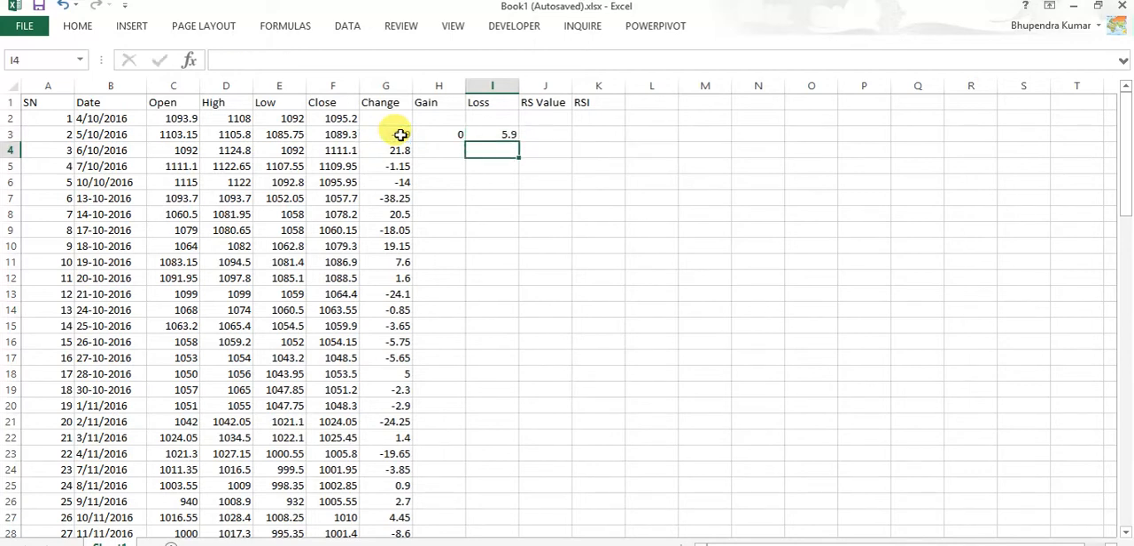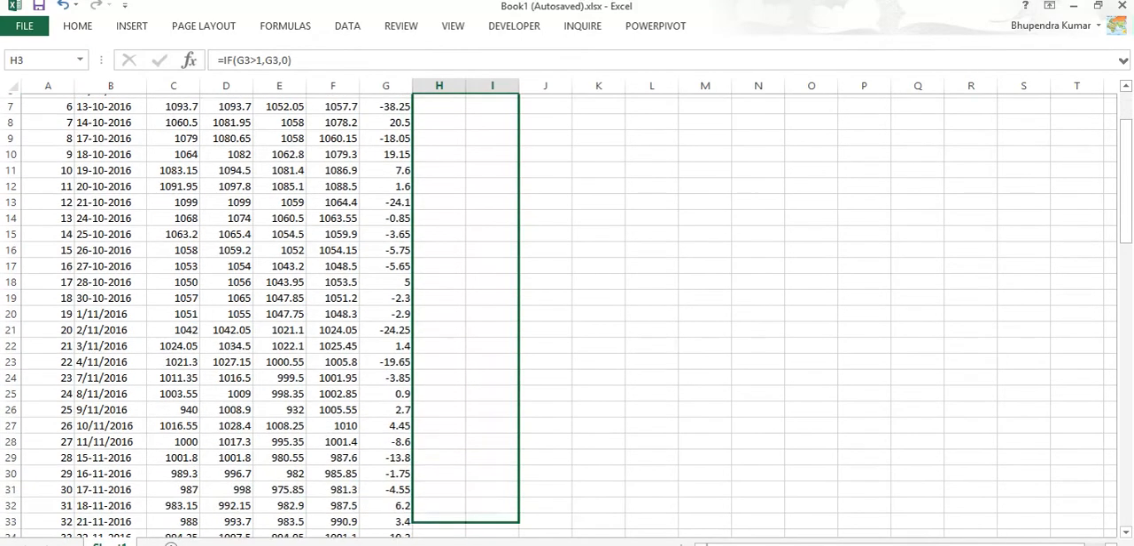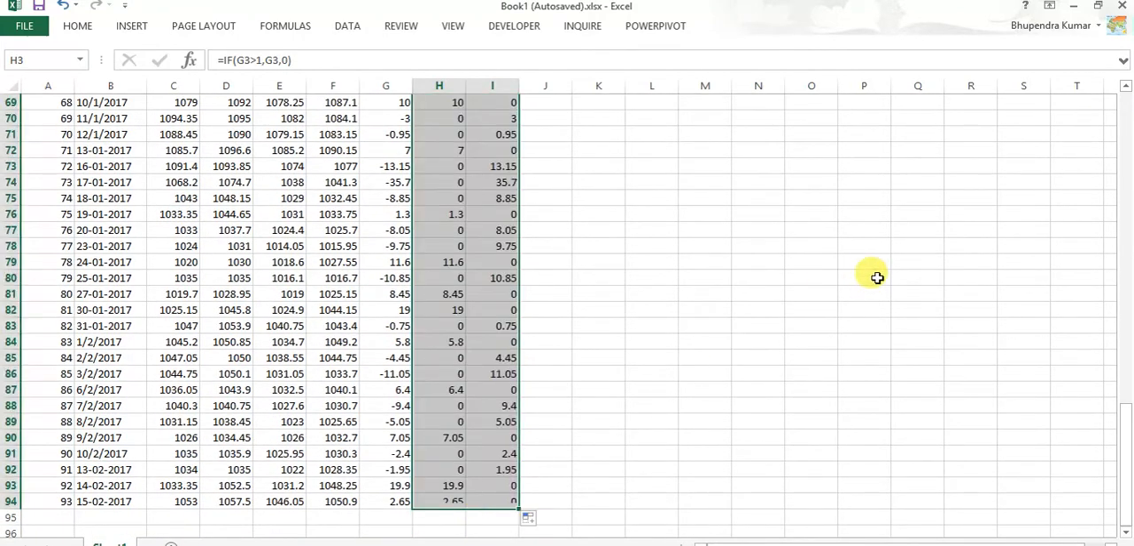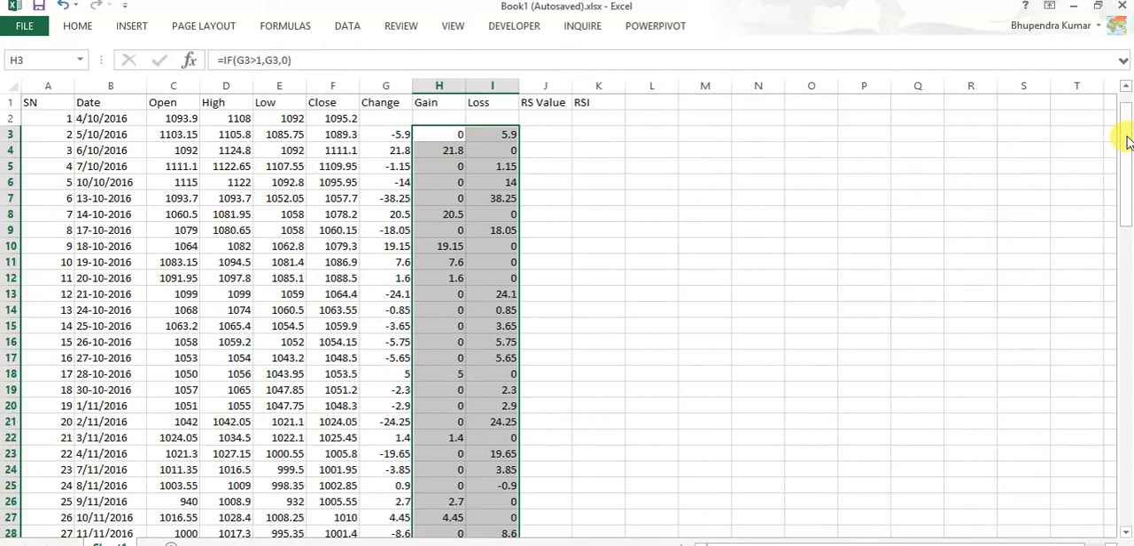Here we have taken the minus change value because we have to take the absolute value, not with a minus or plus sign. So the change value itself converts into minus, meaning positive values. And now these values we have to make effective up to the level that we want to take. Now it's good.